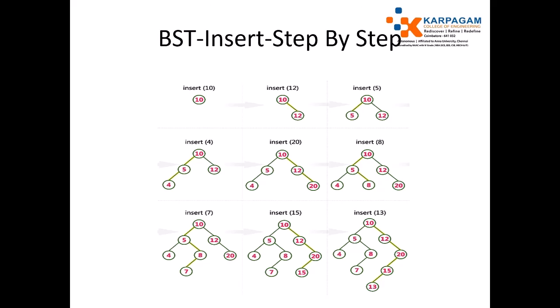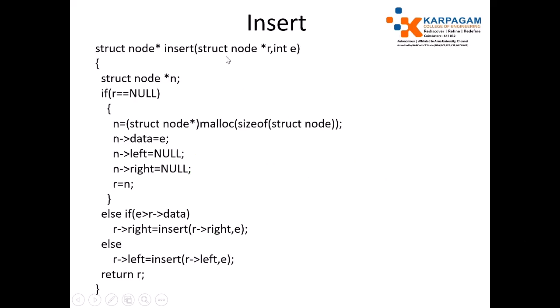Okay. For implementing this, I need to use a recursive operation. Okay. So which accepts root node address and the element to be inserted. So here I define the insert function which accepts two arguments, root node address and the element to be inserted, and it returns the address of the root node again. After insertion, it returns the address of the root node again, which is a pointer because root node always points to the address.